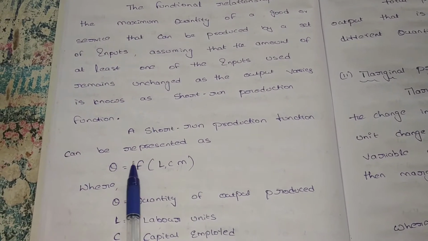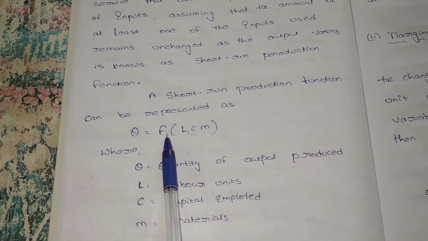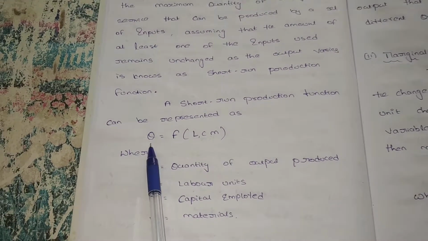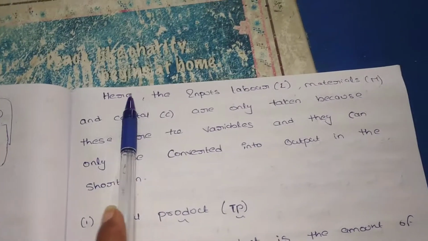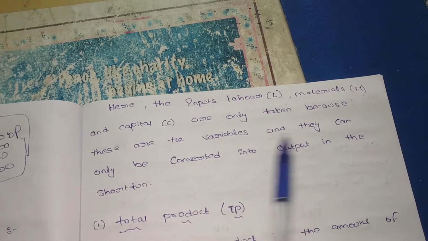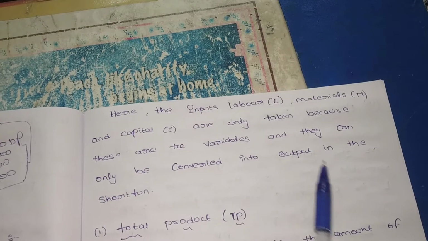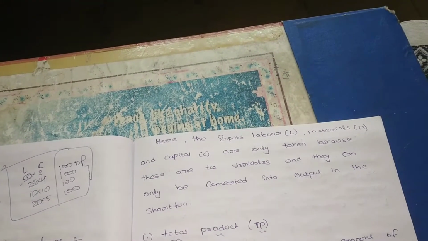A short-run production function can be represented mathematically as Q = F(L, C, M). Q is equal to output. F means function of labor, capital and materials. Labor, material and capital are taken because they are the variables that can be converted into output in the short run.